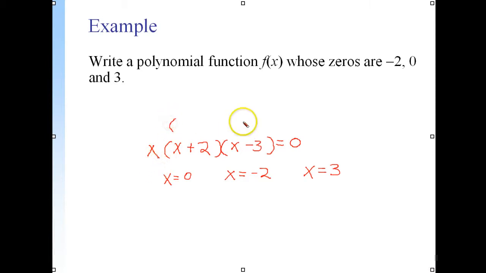Okay, so now what I'm going to do is I'm going to FOIL this. And keeping in mind I have an x out there. So this is going to be x squared. My outers, my inners give me a -x. And this gives me a -6. So I'm just foiling these two. And now to get to my top line, I'm going to distribute that x. So this becomes x to the third minus x squared minus 6x equals 0.